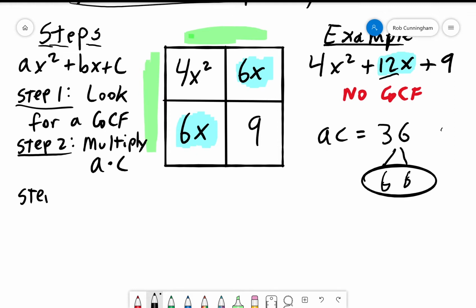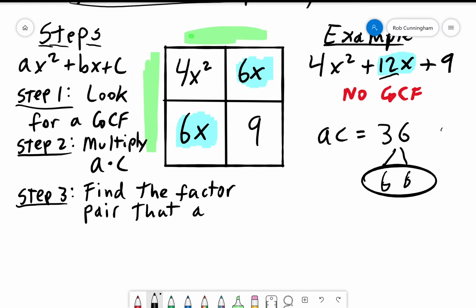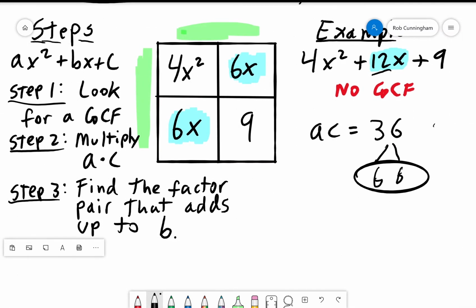So step 3 was find the factor pair that adds up to b. In this case, it was 6 times 6. Okay.